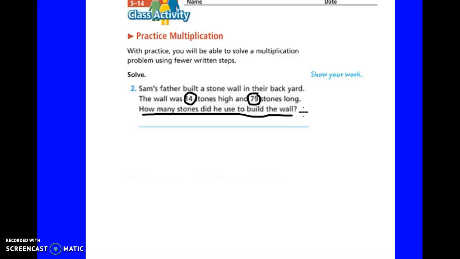Let's see. We want to figure out how many he built. Okay, so I know that this is a multiplying problem. So let's go ahead and write that out. We have 79, and we're not estimating this time because it doesn't say about. It wants to know exactly how many. 79 times 14. So go ahead and you can solve that one on your own, and then we'll come back and solve it together.